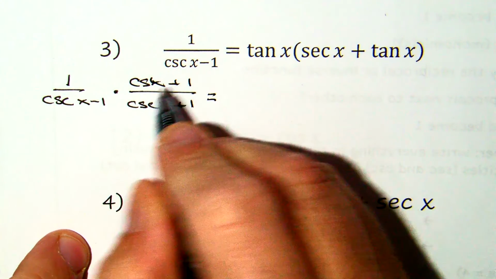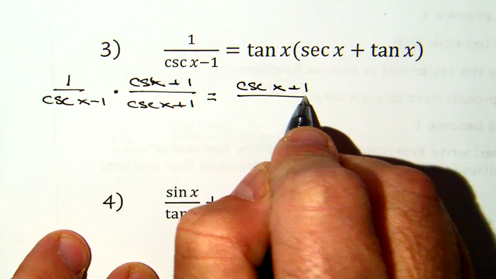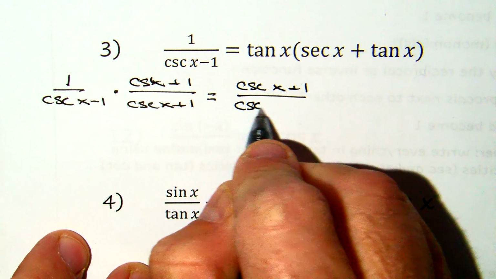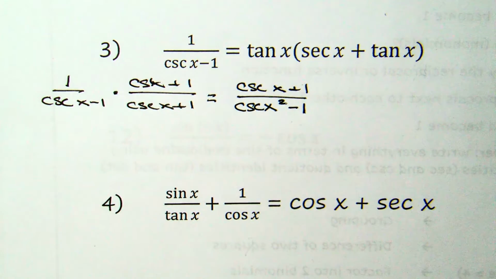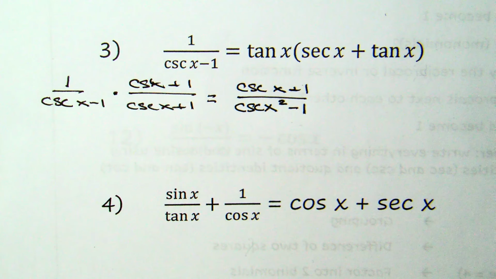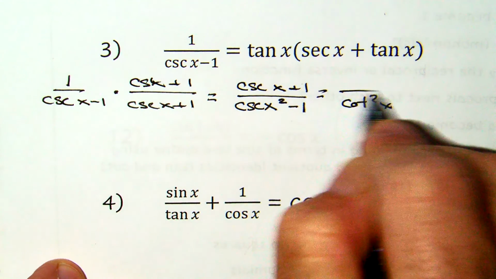That's going to give me cosecant x plus 1, because multiplying by 1 stays exactly the same, over cosecant squared x minus 1. The reason I do that is because more than likely that's going to give you a Pythagorean identity on the bottom. Cosecant squared x minus 1 is equivalent to cotangent squared x.